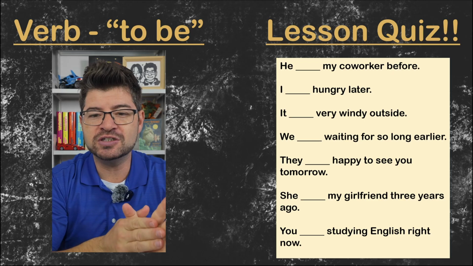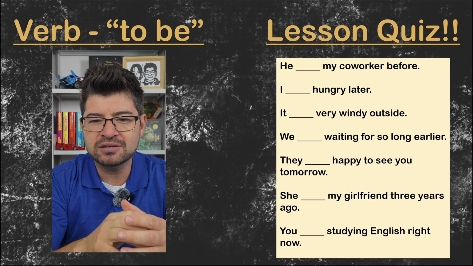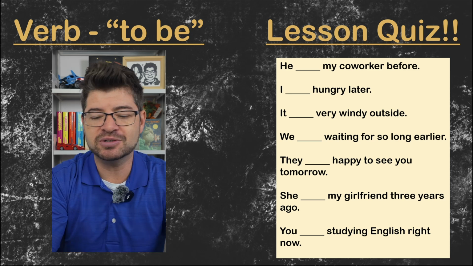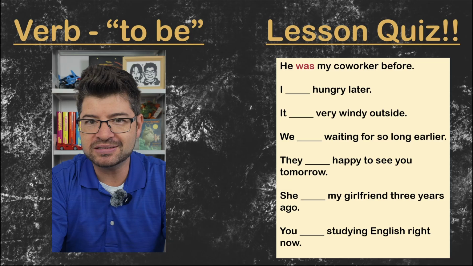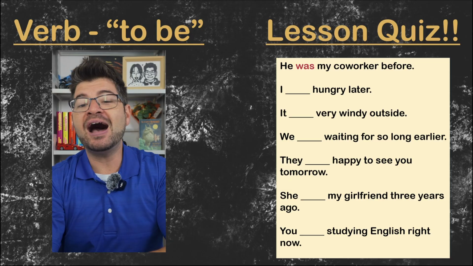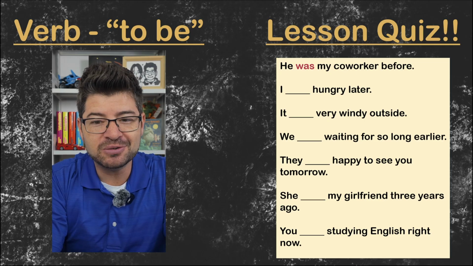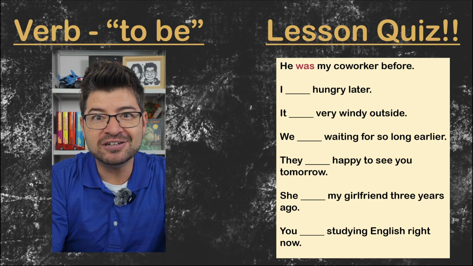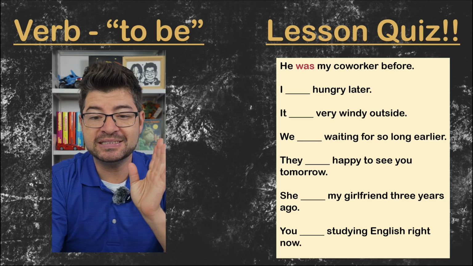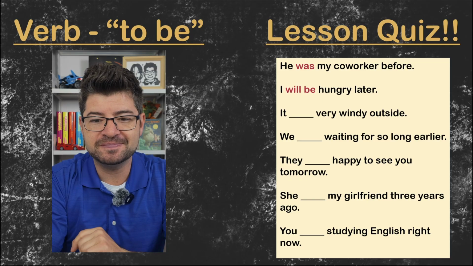Here goes. The first one. "He, my coworker before." We see that key word before, which means the past. So we're going to use "he was." He was my coworker before. Number two, "I hungry later." Do you see a key word in there? Later, huh? Later tells us it's in the future. So we say, I will be hungry later.